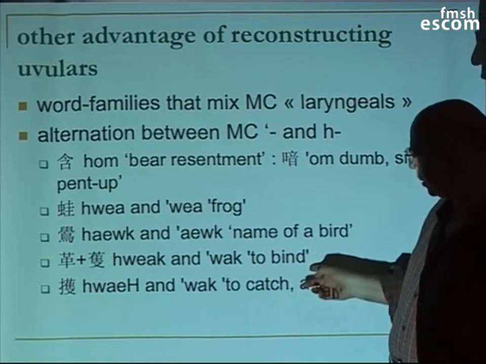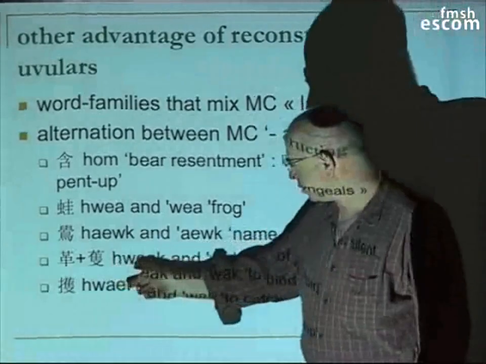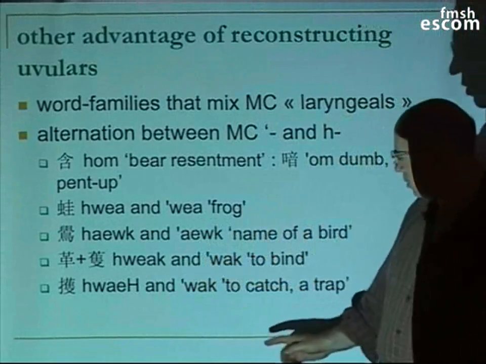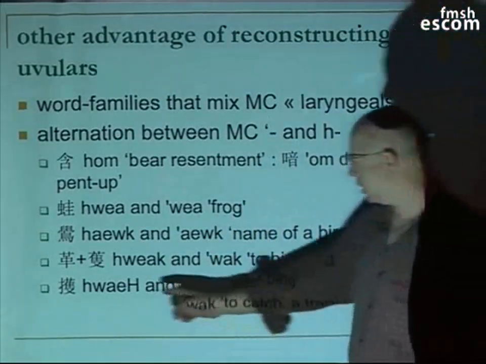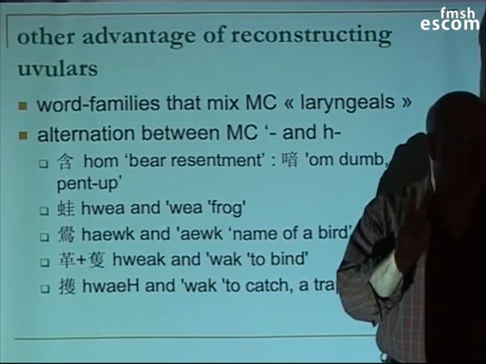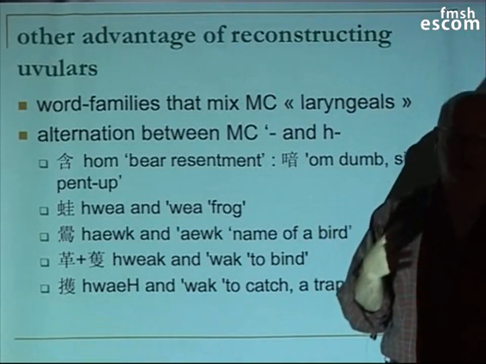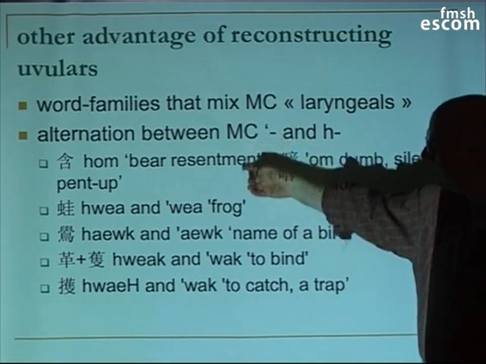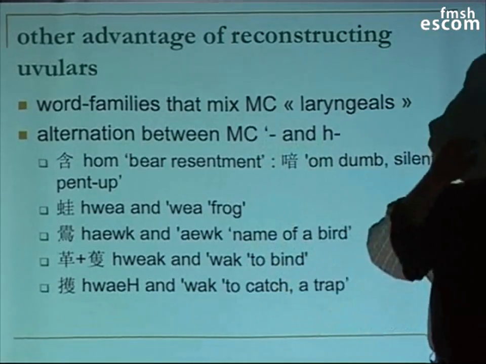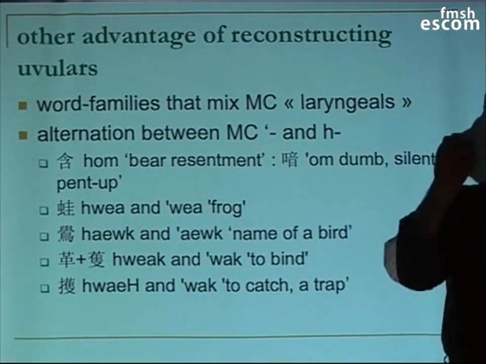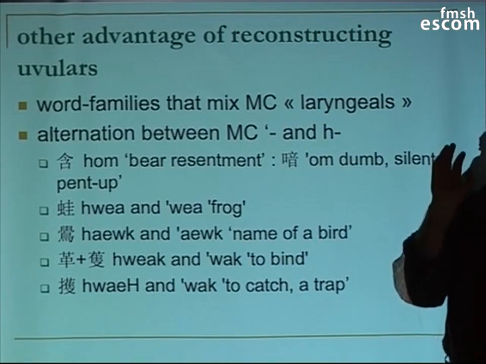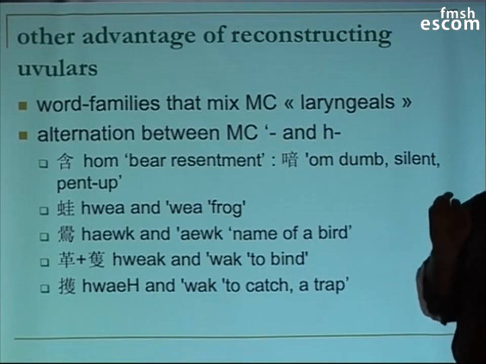Other example, that's a verb meaning to bind, HW, glottal stop. To catch, HW, glottal stop. Two readings for the same word. Obviously, morphological alternation. Okay? So you've got to explain these things as morphological alternations. Different affixes, same root. And to do that, you need uvulars, because uvulars will not let you do it.